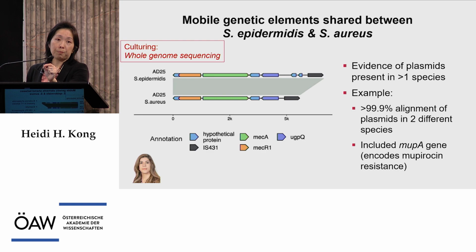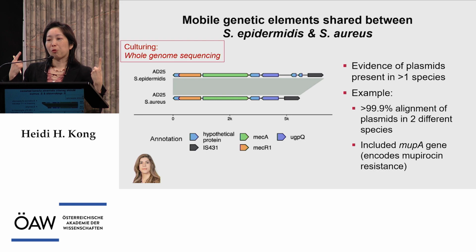So this is from one atopic dermatitis patient. We have Staph epidermidis at the top and Staph aureus on the bottom, and these were from one person. What she was able to show, because she's doing whole genome sequencing analysis, is that the plasmid, or extrachromosomal DNA, of these two isolates had over 99.9% similarity, and this encodes for the mupA gene, or mupirocin resistance. Why this is interesting is that it's essentially saying there's likely sharing of this plasmid between these two different species.